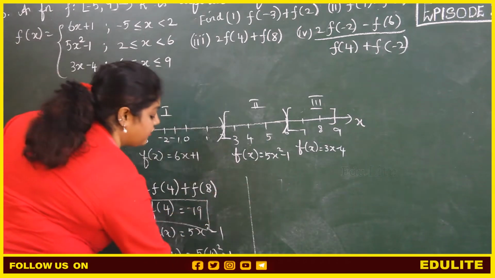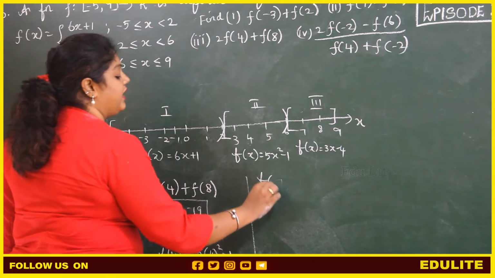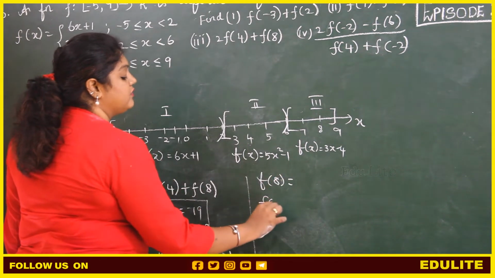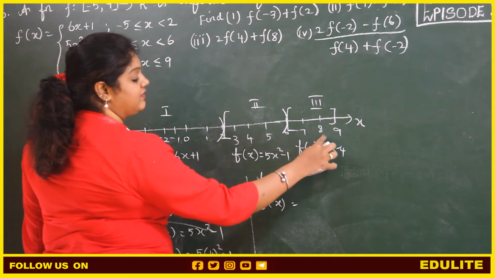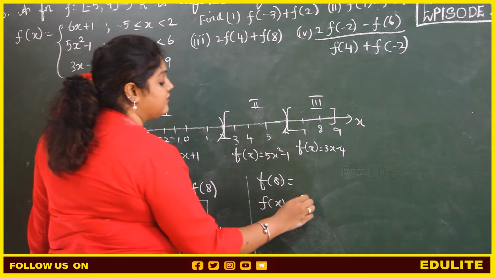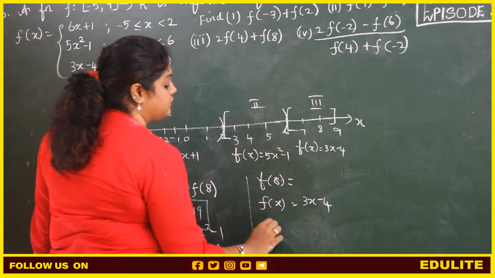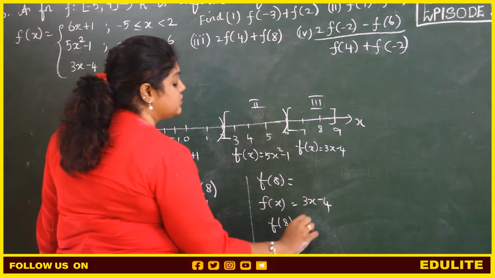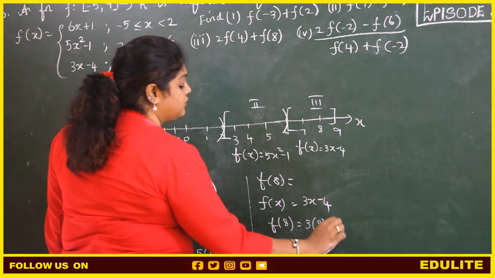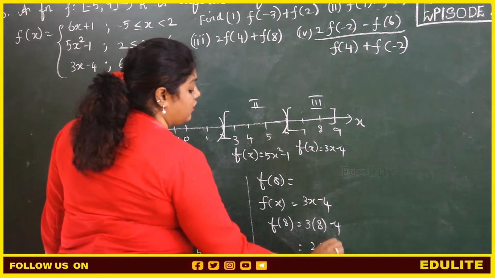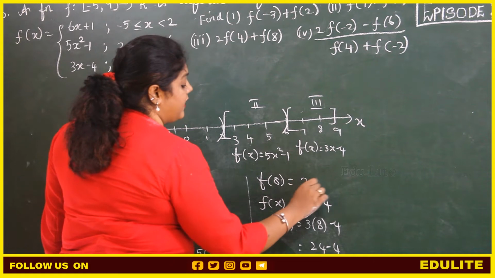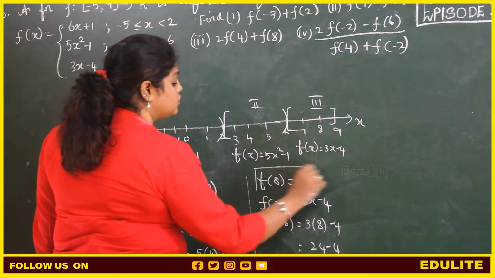Similarly, we will find f of 8. To find f of 8, we should use the value of f of x in the third interval because 8 falls in the third interval. f of x is equal to 3x minus 4. f of 8 is equal to 3 into 8 minus 4. 24 minus 4, which is nothing but 20. f of 8 is equal to 20.